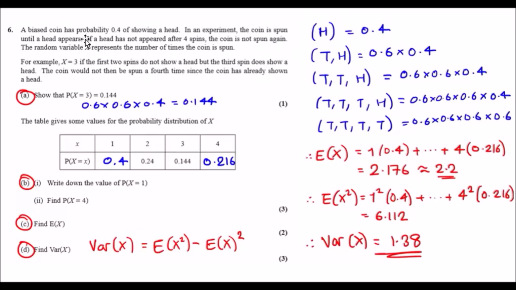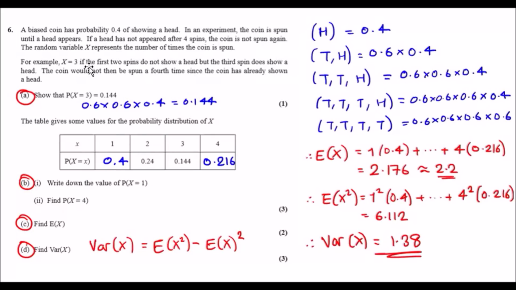So a biased coin has probability 0.4 of showing a head. So let's keep that in mind. In an experiment, the coin is spun until a head appears. If a head has not appeared after 4 spins, the coin is not spun again. So this is something to keep note here. So we're trying to see the number of times we get a head. The time we get a head, then we'll stop. So the random variable x represents the number of times the coin is spun. So it can only be spun up to 4 times, okay? So we're going to have only 4 values of x.